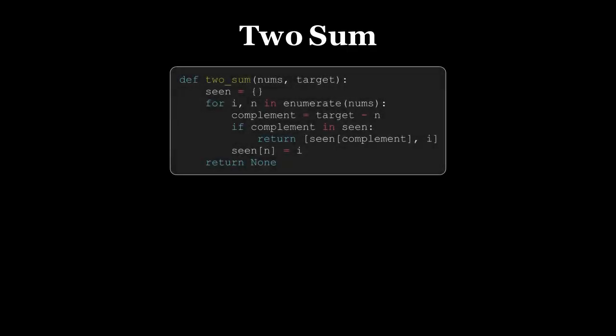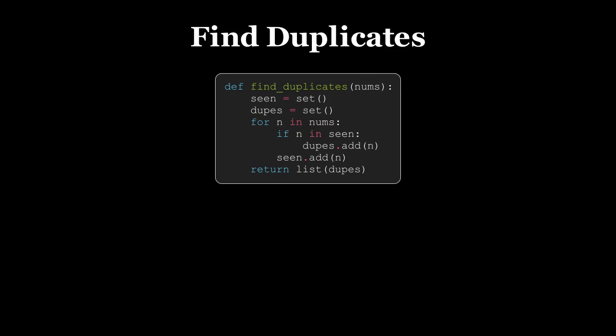Two sum: given a list of numbers and a target, find 2 indices whose values add up to the target. Brute force is 2 nested loops, O of n squared. With a hash map, we do 1 pass. For each number, check if target minus that number is already in the map. If yes, we found our pair. If not, store this number and its index. Linear time.